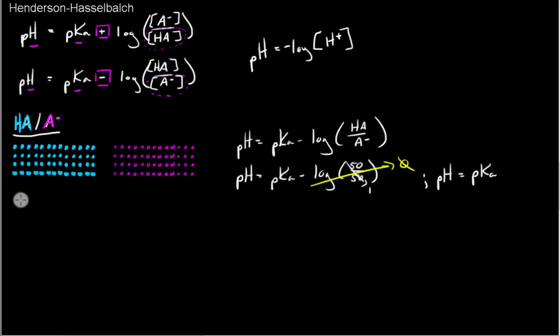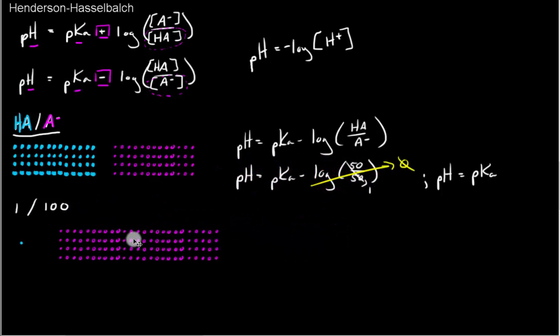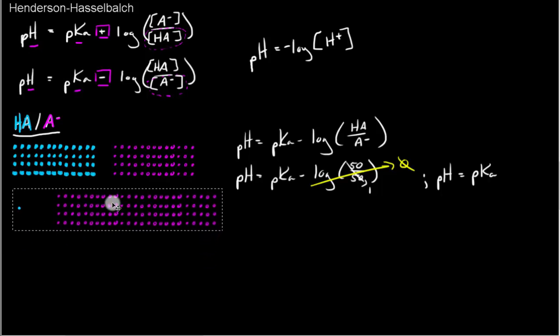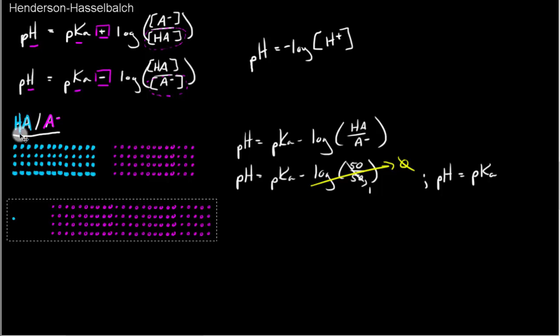Now let's talk about another scenario where we have a mix of the acid form to the conjugate base form of maybe one acid for every 100 conjugate bases. That would be this scenario right here, where we have one HA for 100 A minuses. So let's take this and move it up. This is the pictorial form of what you would get if you had an HA to A minus ratio of 1 to 100.